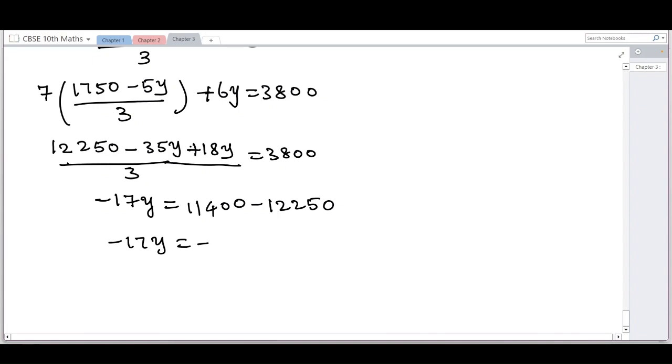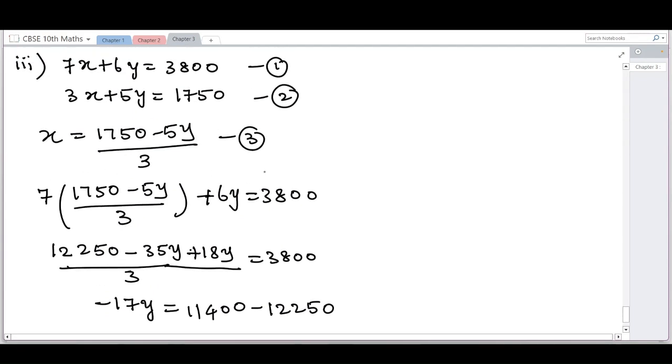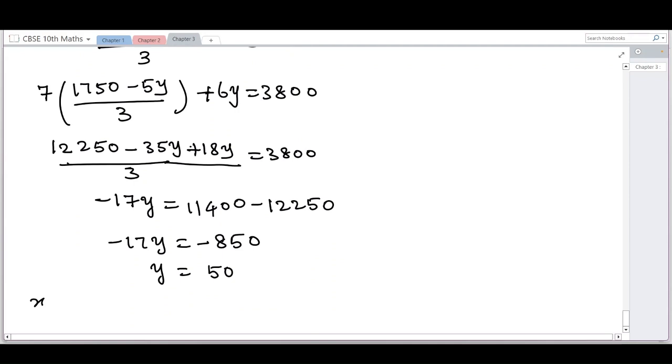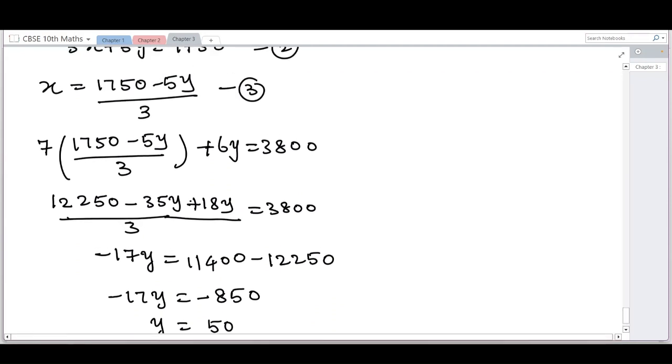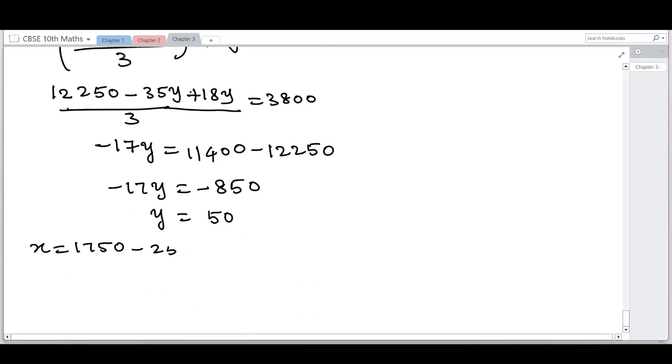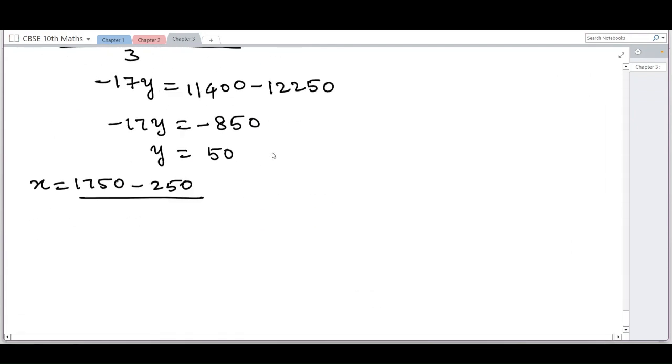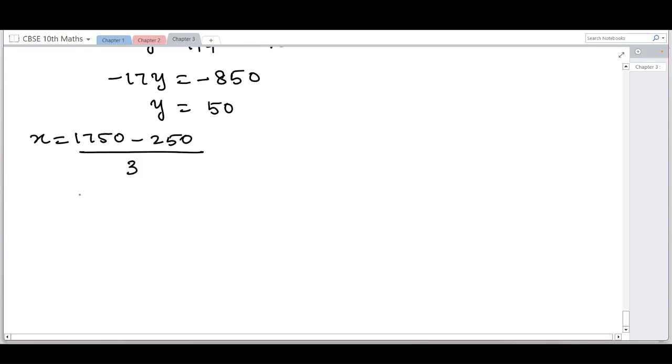Minus 17y equal to, if you calculate this, you will get minus 850. So this value divided by 17 will give you the answer as 50. So the value of y is 50, and if you substitute this in the third equation, you will get x equal to (1750 minus 5y), that is 250, whole divided by 3. Clear? So if you simplify this, you will get 1500 divided by 3, which is equal to 500. Clear? So x value is 500 and y value is 50.